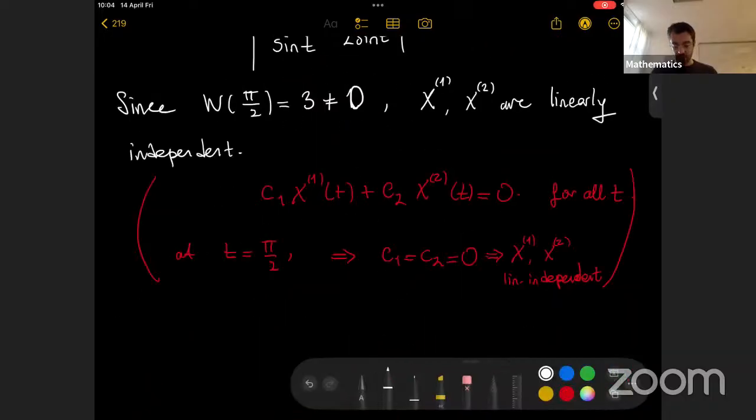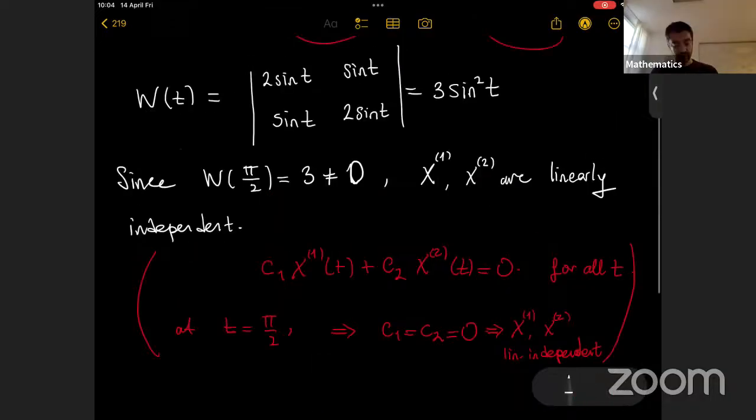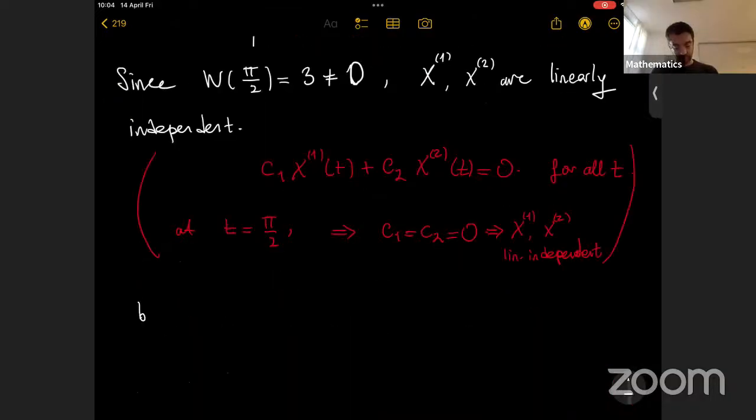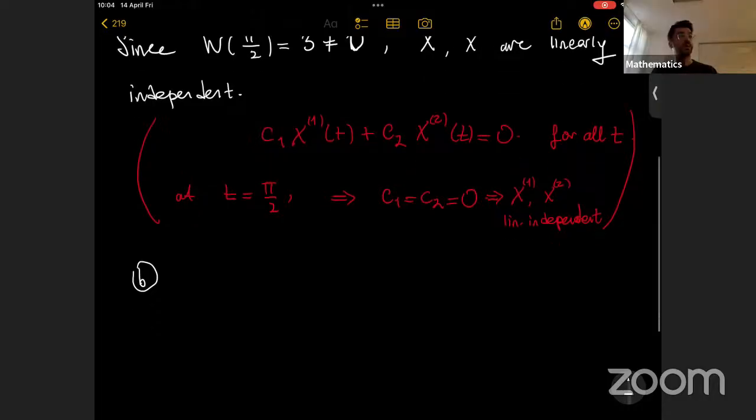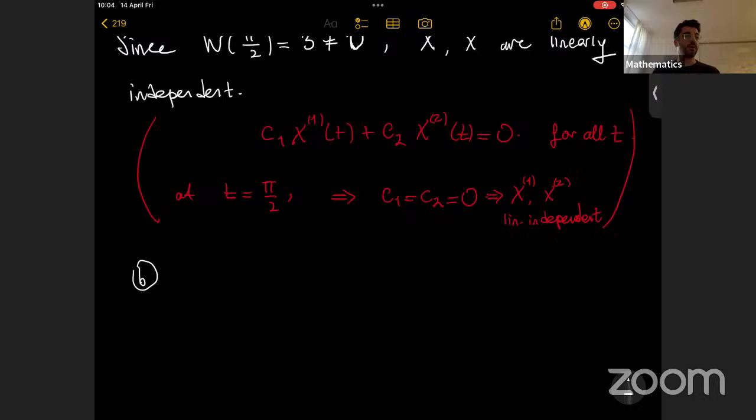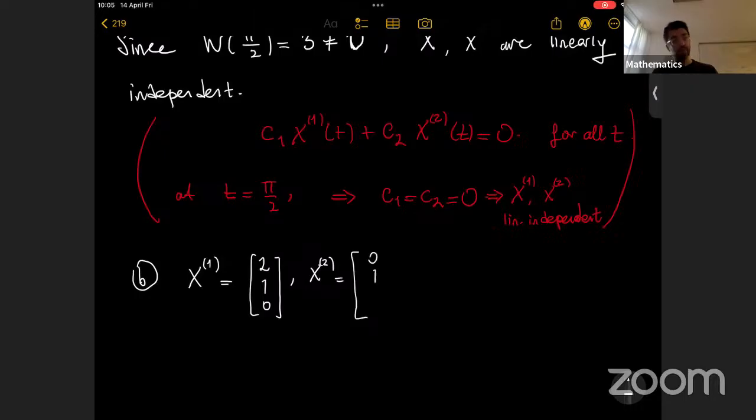Any other question? Okay, let's do one more example with this type. A, B here. So the vectors are now we have constant vectors, x1, 2, 1, 0, x2, 0, 1, 0, x3, -1, 2, 0.